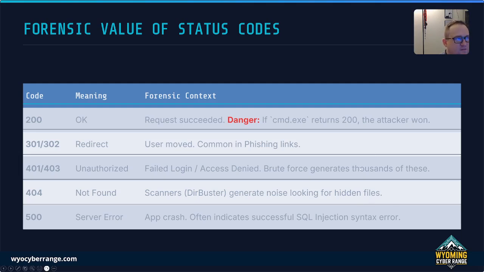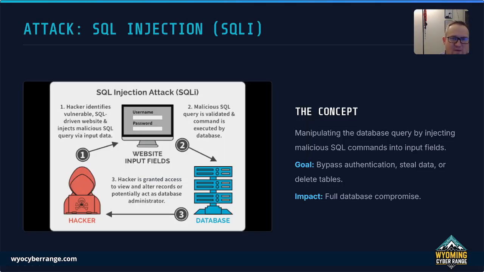All right, the first type of attack that we normally see within a web application is going to be a SQL injection attack. So we're going to look at that attack vector, specifically SQL injection. The concept is going to revolve around manipulating the database query by injecting malicious SQL commands in input fields. The attacker's goal is to bypass authentication, steal data, or even delete tables. The potential impact is a full database compromise.